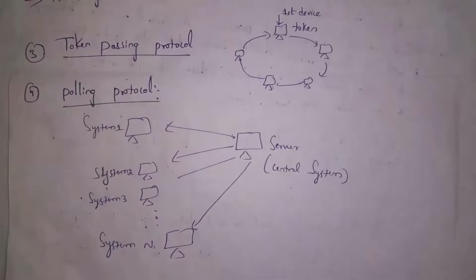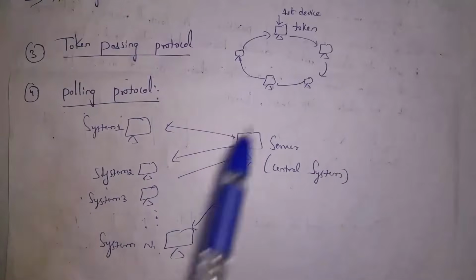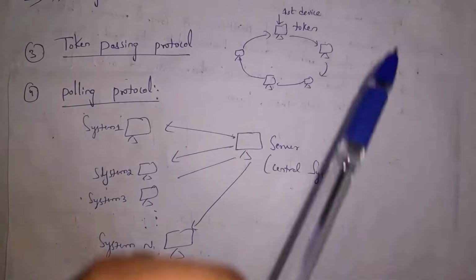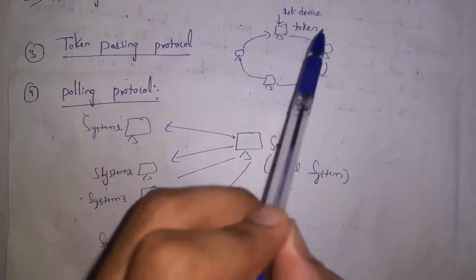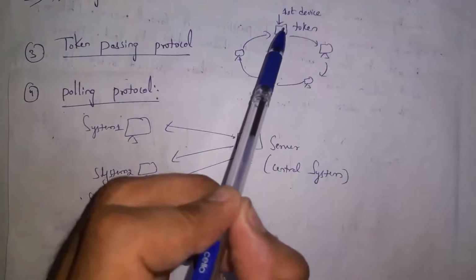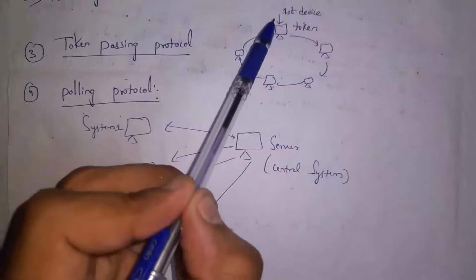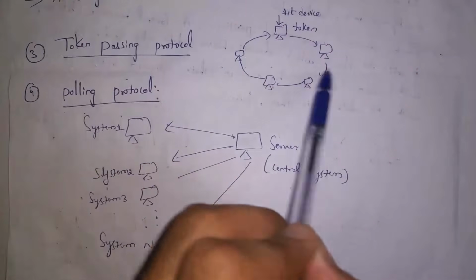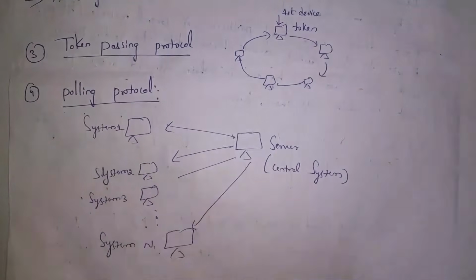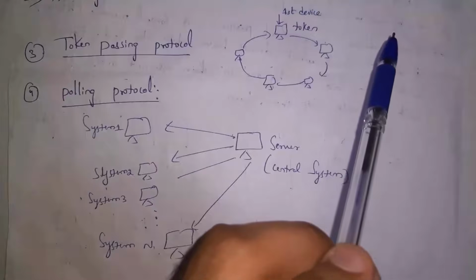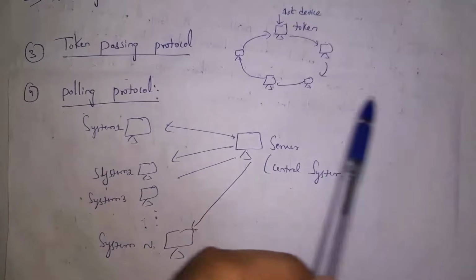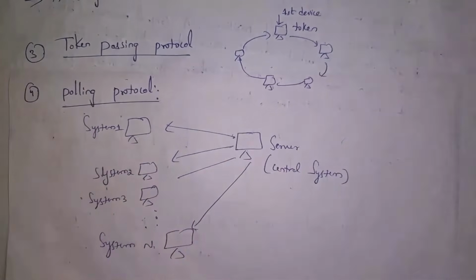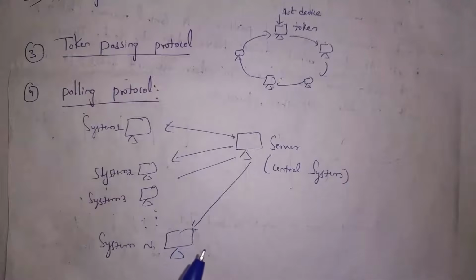And the third one is token passing protocol. In a shared communication channel, the first device is given one token. As this computer got the token, at first this computer will send data. After this computer sends data, the token is passed to device 2. Again device 2 will send data. After device 2 sends data, the token is passed to device 3 and to device 4 and so on. So the token is passed to each and every device in a circular manner. As only the one computer with the token can send data, collision will not occur.